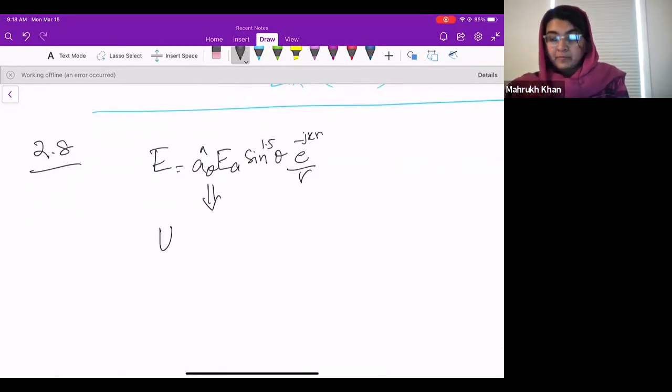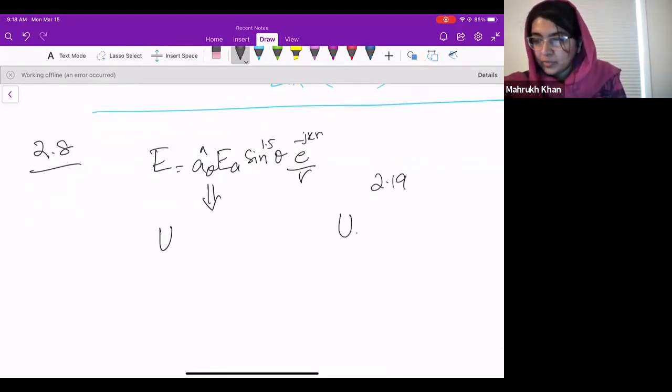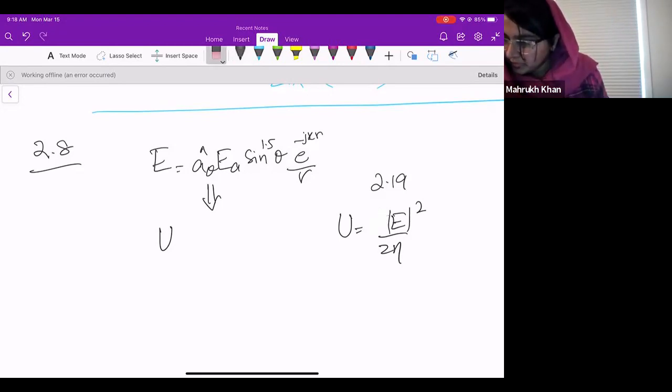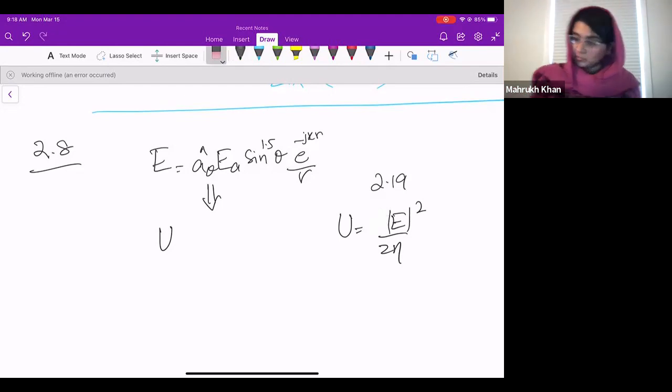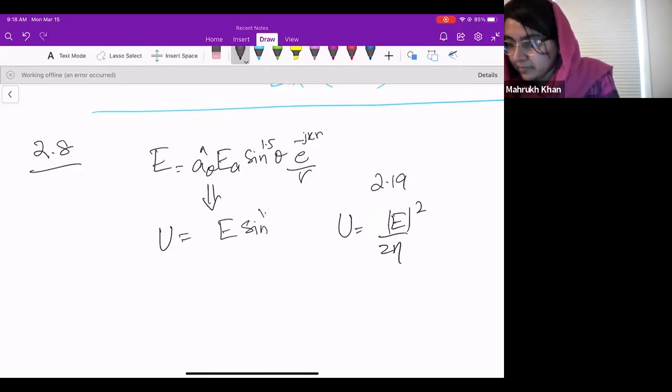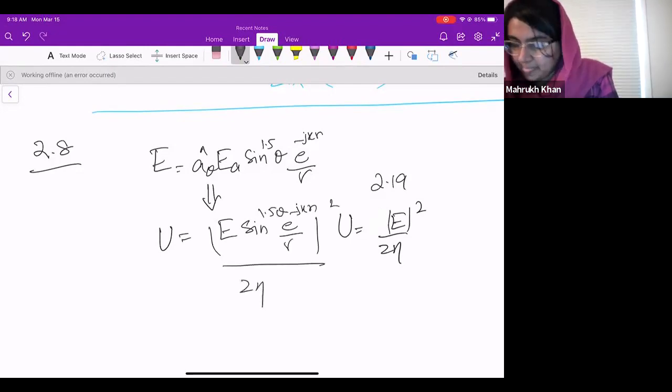So I think in equations 2.19 and 2.27, your U is equal to r square E square over 2 eta. Let me just quickly confirm. Sorry, it's not r square, it's just E square over 2 eta in 2.19. U is equal to that. So when you plug this in here, and you said that this is E sine 1.5 theta e to the minus jkr by r, squared, by 2 eta, right?